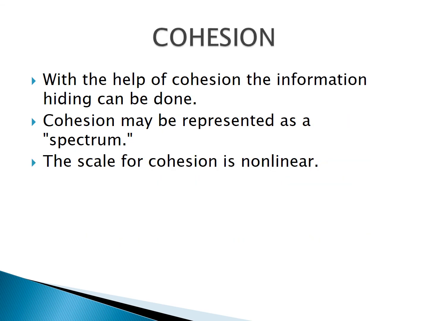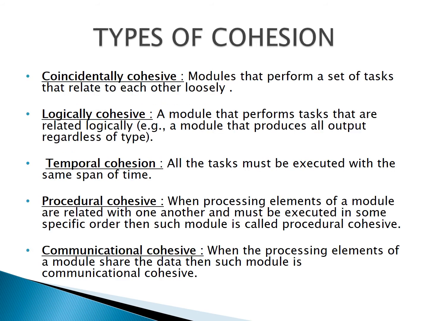Cohesion. We can hide information by using cohesion. Cohesion can be represented as a spectrum. The scale of cohesion is nonlinear. There are various types of cohesion. Coincidentally cohesive: here, the modules that perform a set of tasks are related to each other loosely. Logically cohesive: here, the module performs tasks that are logically related.